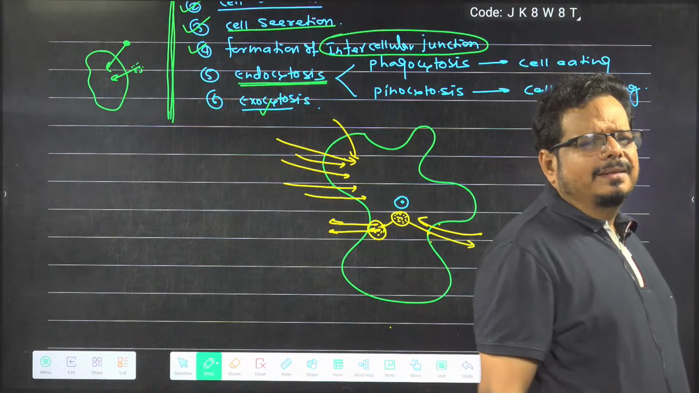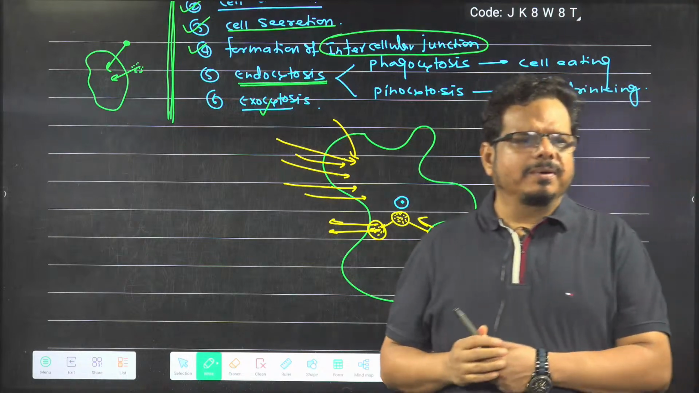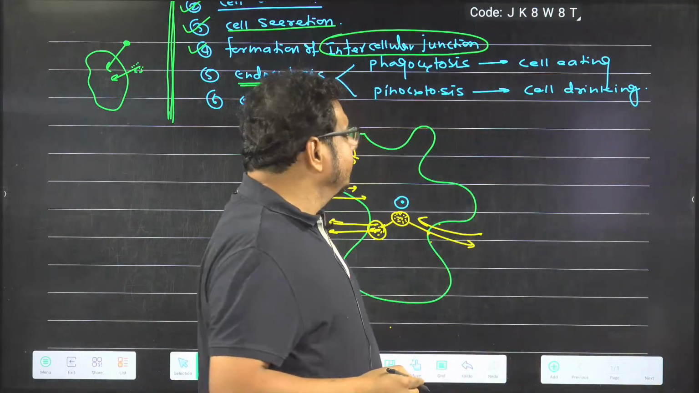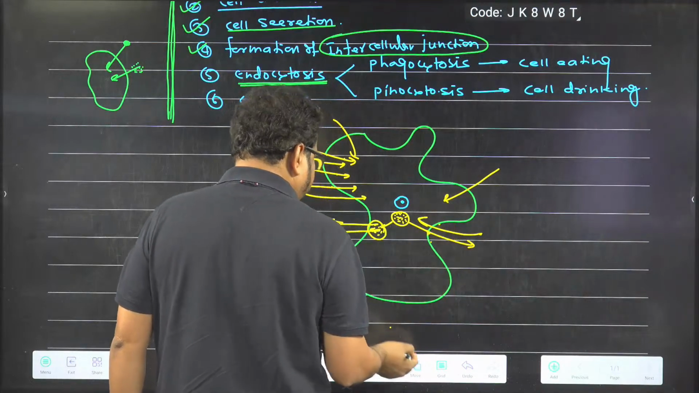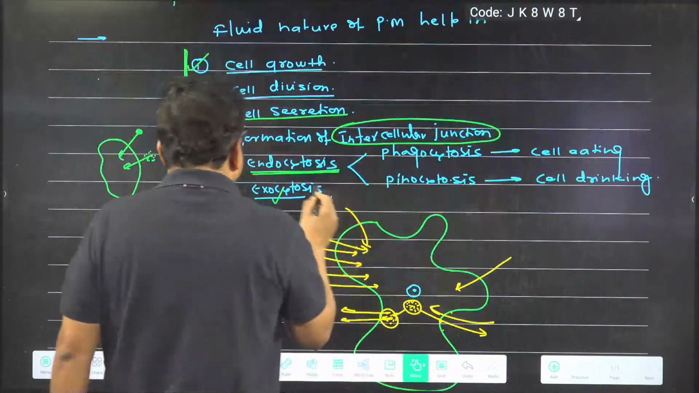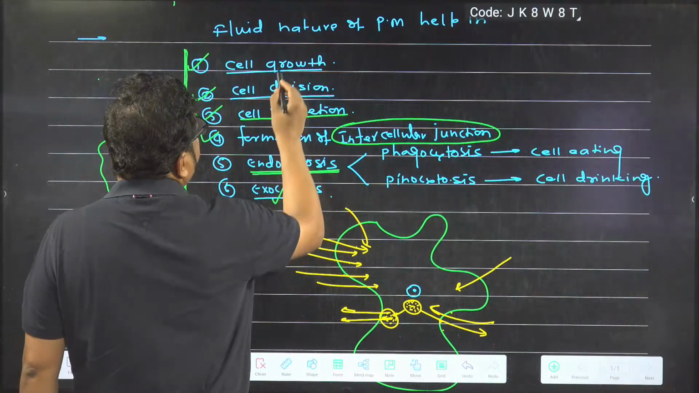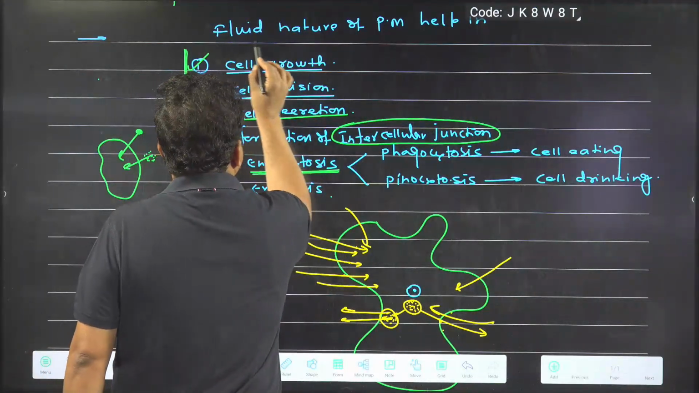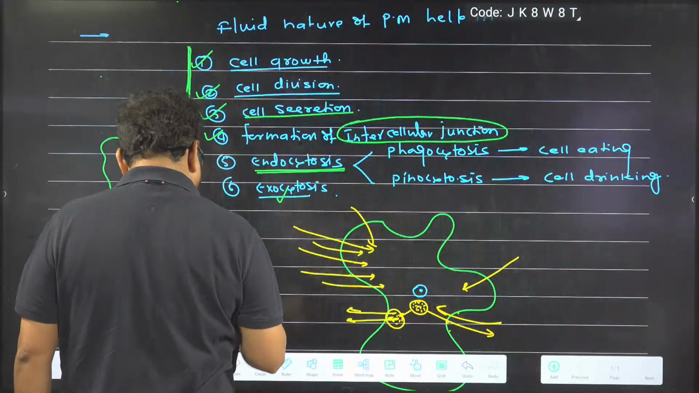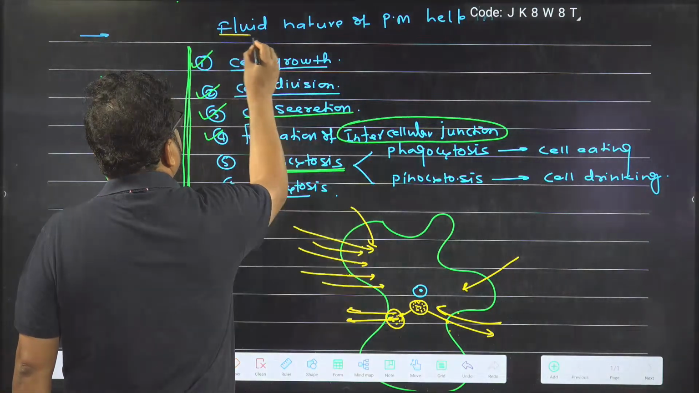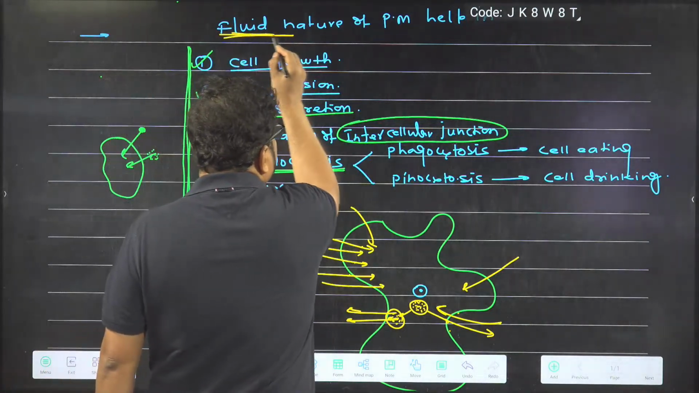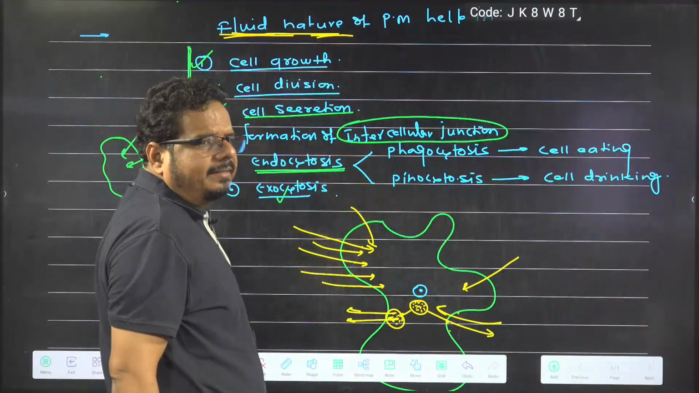Later on, when I studied more, what I found is that water will not be able to enter inside. The reason is what? The quasi-fluid nature of the plasma membrane. The plasma membrane is a fluid. Now I am giving you an example, you will understand better. Wait a minute. The fluid nature of the plasma membrane is behind it.